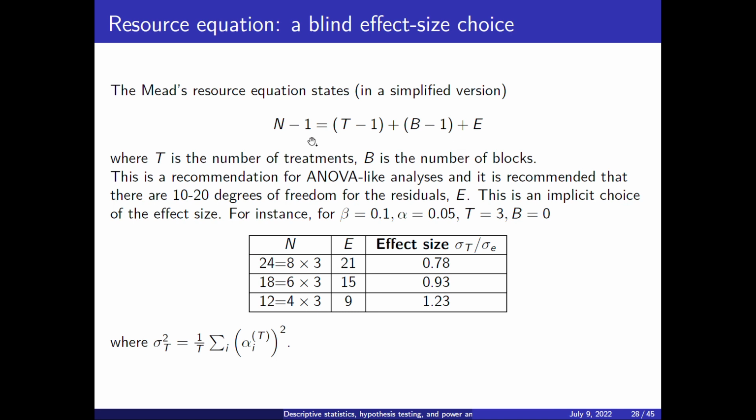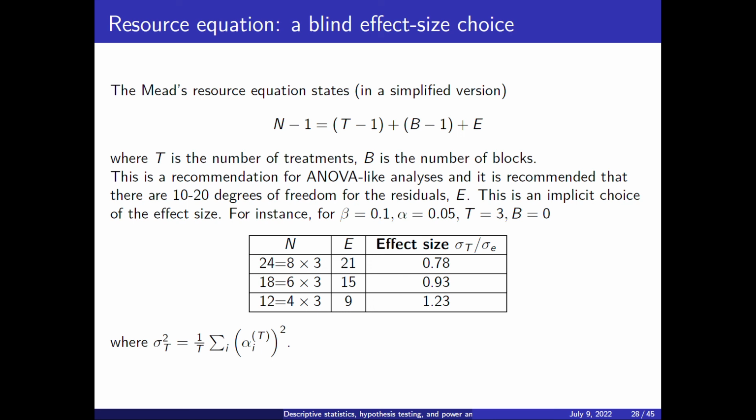For instance, let's say that you have a number of treatments. You are comparing 2 treatments to a control, so you would have in total 3 different groups. So T would be equal to 3. Let's say that you are analyzing differences between males and females, so you would have a blocking variable that has 2 values. So B would be equal to 2, or you are not using blocks, then B would be equal to 0. And then you have a number of degrees of freedom for the residuals that for the moment we don't know what it is, but it is advised that the number of degrees of freedom for the residuals is somewhere between 10 and 20.